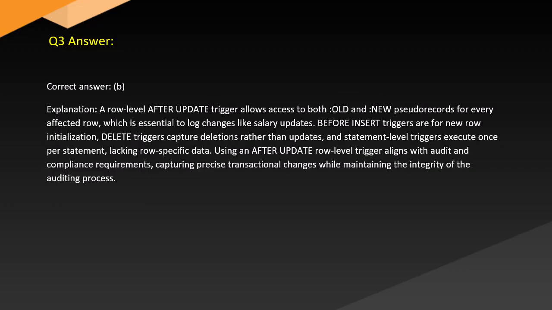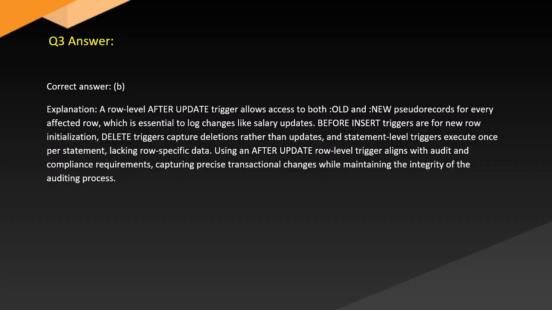Answer. Correct answer: B. Explanation. A row level after update trigger allows access to both OLD and NEW pseudo-records for every affected row, which is essential to log changes like salary updates. Before insert triggers are for new row initialization. Delete triggers capture deletions rather than updates, and statement level triggers execute once per statement.